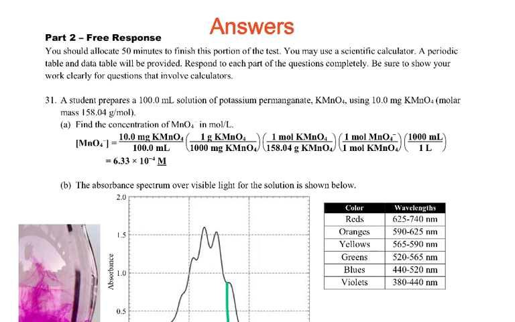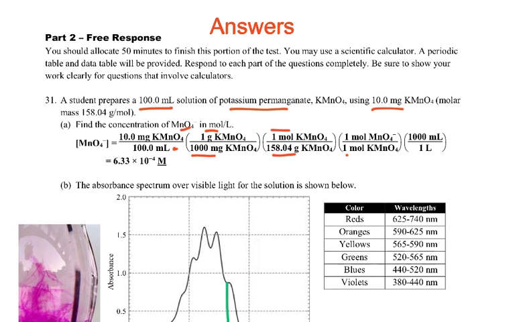In this first question, a student prepares 100 milliliters of a solution of potassium permanganate using 10 milligrams of potassium permanganate. So to get that concentration, we're going to use moles over liters. We start off with 10 milligrams and divide by the volume, which is 100 milliliters. With the 10 milligrams, we can say there's 1,000 milligrams per gram, and we can use the molar mass, 158 grams per mole.